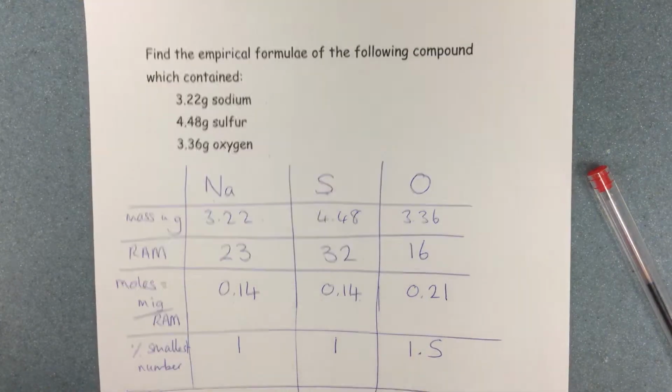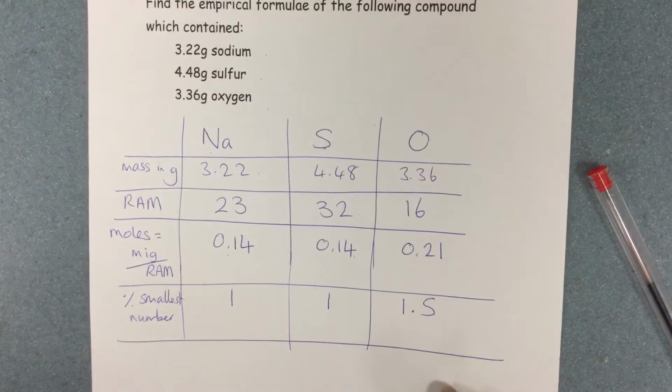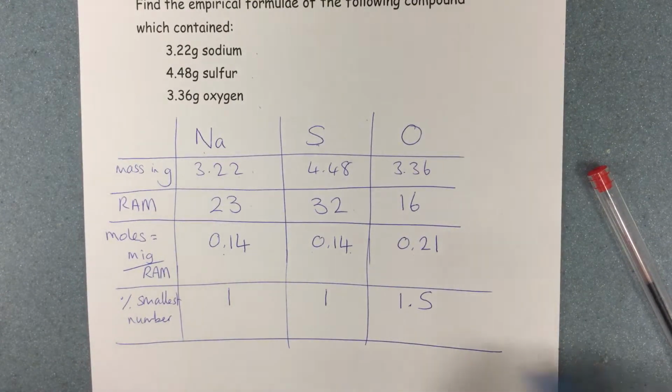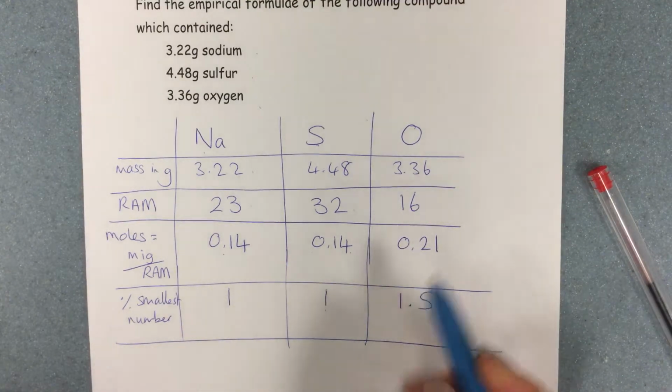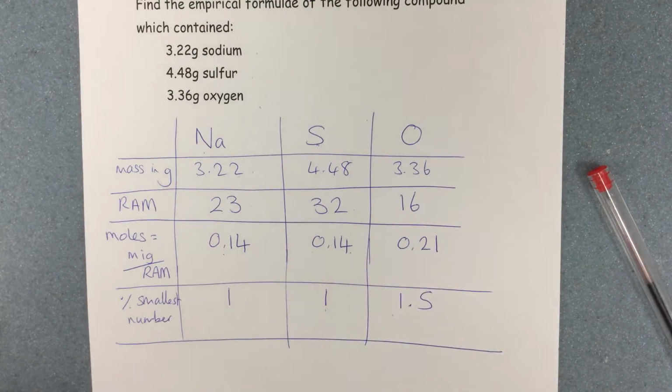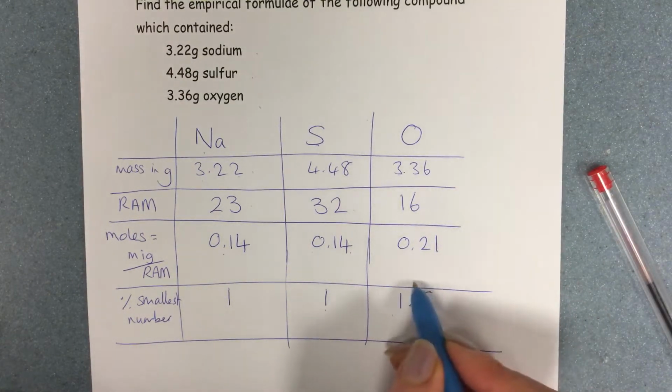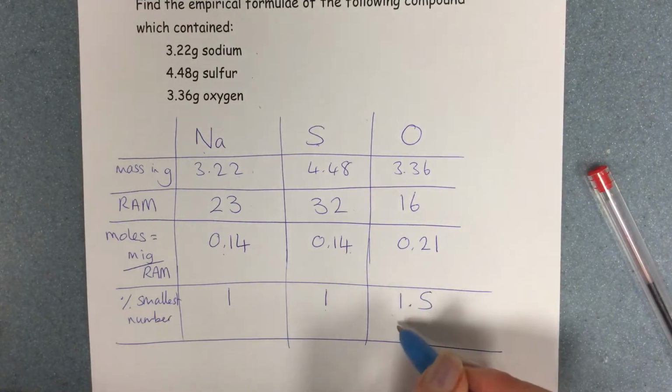So what I have is a ratio. I do know there's 1 mole of that and 1 mole of that and 1.5 moles of that, but that is not a whole number ratio. This happens occasionally. This is not close to 2 or 3. This is dead in the middle.